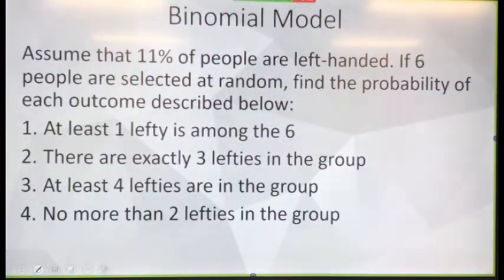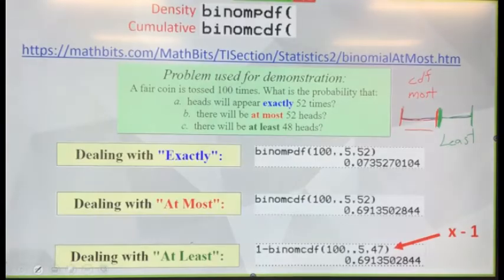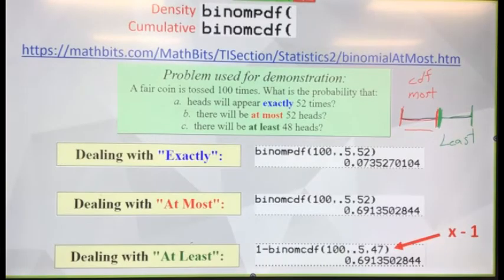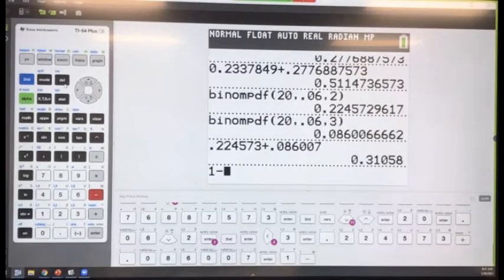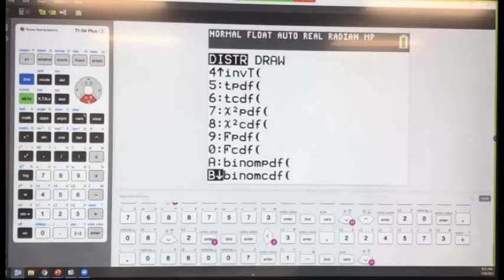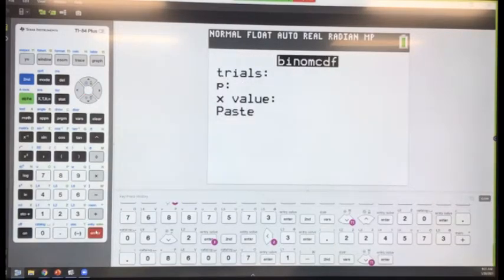Assume 11% of people are left-handed. If 6 people are selected at random, find the probability of each outcome described below. At least 1 lefty is among the 6. So at least. So I'm looking down here, right? I know with at least, I'm going to do a 1 minus. At least is the CDF. So second vars. Go down to the binomial CDF, the cumulative. How many number of trials?